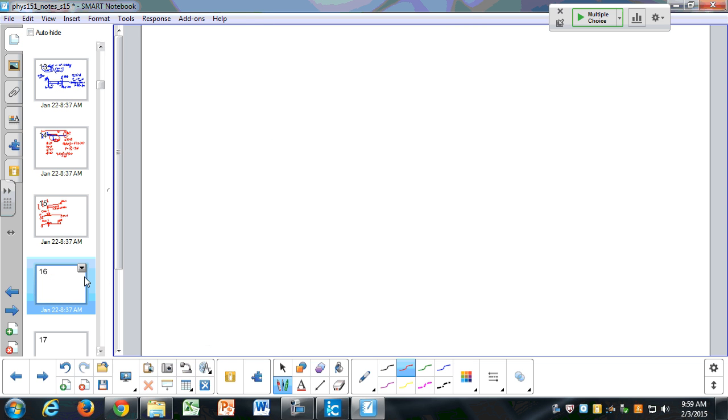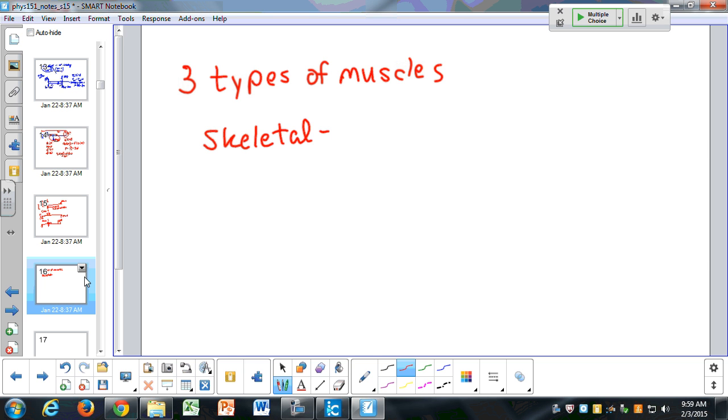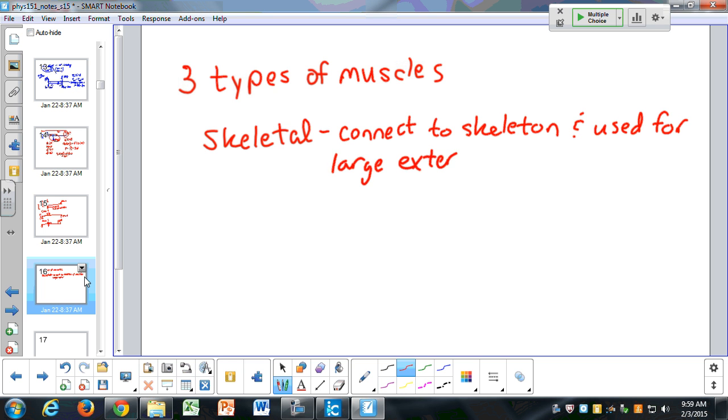Okay. So you have 3 types of muscles. You have skeletal muscles. These connect to the skeleton and they're used for large external motions. We have the cardiac muscle. We'll talk about the heart and how it works in a later chapter, I think in the next chapter, actually, when we get into fluids and pressure. So the cardiac muscle is the heart.